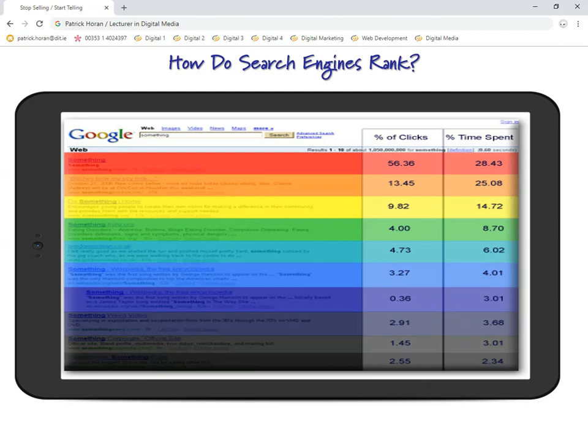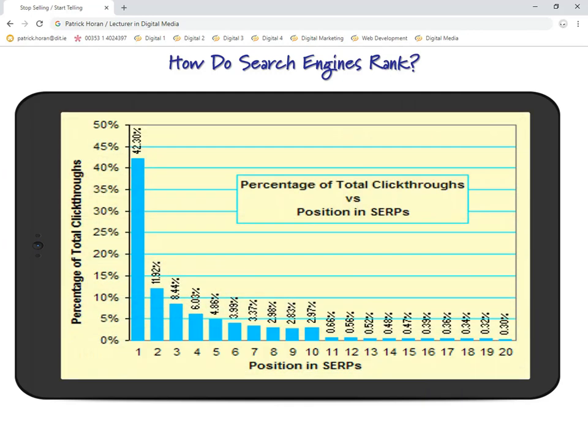Now, what I have, again, is a very ugly graph here, so apologies for this. But I kind of like it because it's so obvious what's going on here. The percentage of total click-throughs versus the position in the search engine result page, okay? So you can see 1 to 10 goes from 42% down to 2.9%.